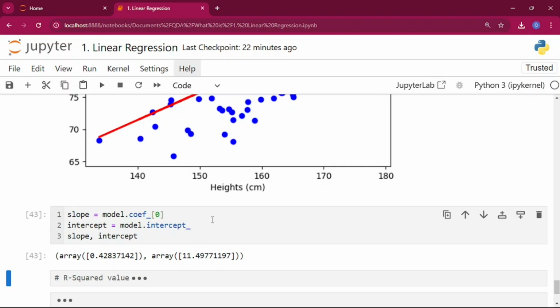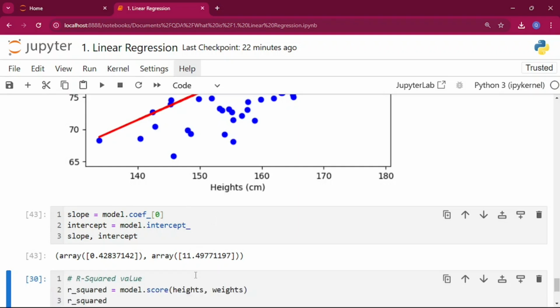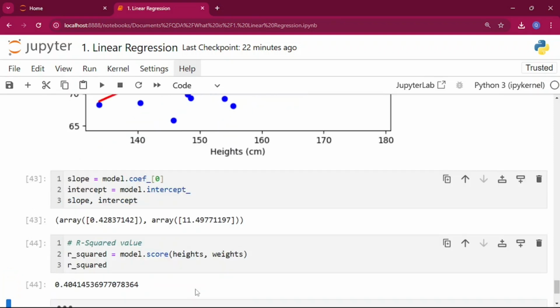We'll check the R squared value, which tells us how well the model explains the variance in the data. So I'm calculating the R squared value here. An R squared value close to 1 means the model explains most of the variance in the data. A value closer to 0 means the model does not explain the data very well.